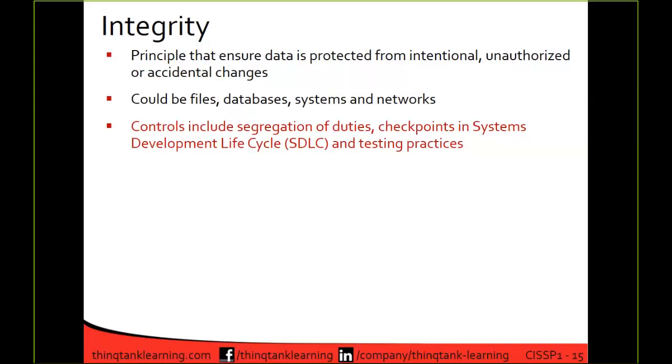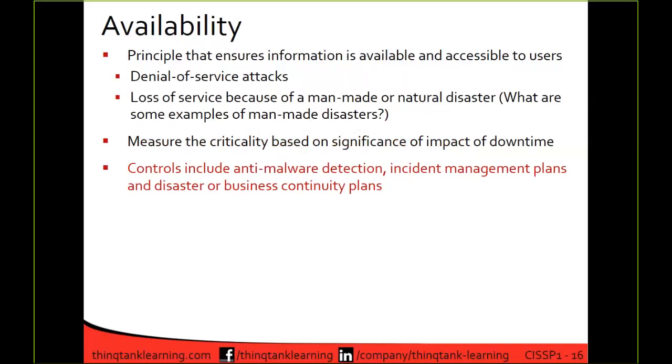Now, you can have all the confidentiality you want, you can have all the integrity you want, but if the system's not available, then it's completely useless. So availability is the third part of this triad: the principle that ensures that information is available and accessible to users. The most common threat vector to availability is denial of service.